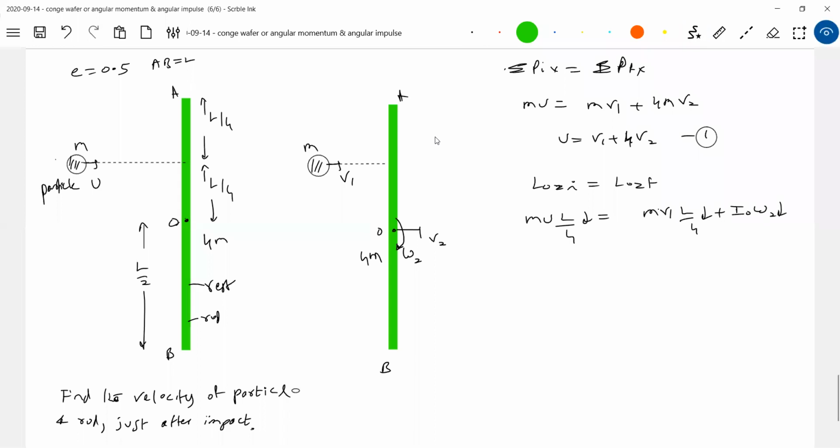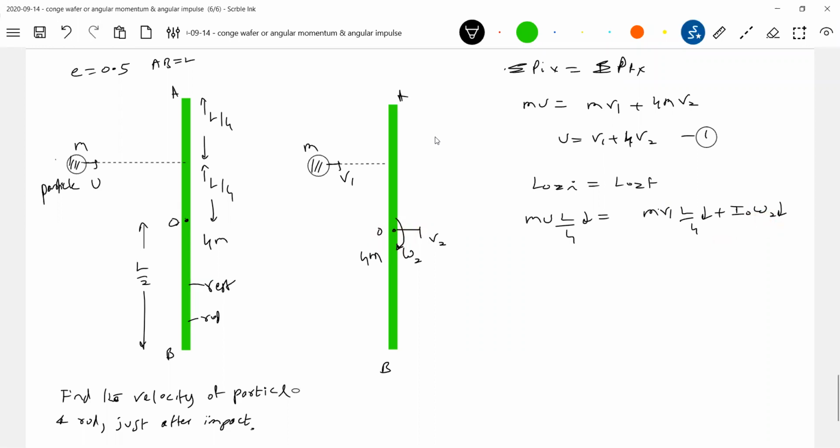Why is there no angular momentum due to v2? The velocity of the rod will intersect the axis of rotation. This axis, what is it? The z axis passing through O. So therefore this velocity v2 will intersect the axis of rotation. So therefore only due to rotating motion we have angular momentum.